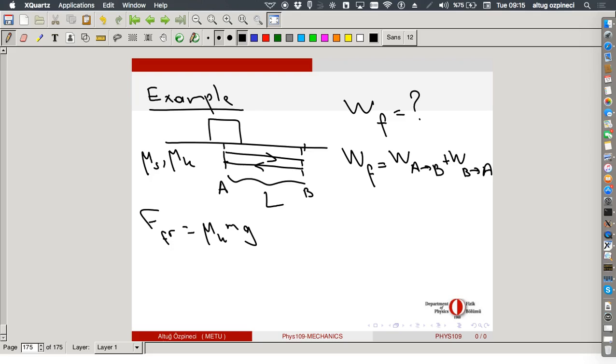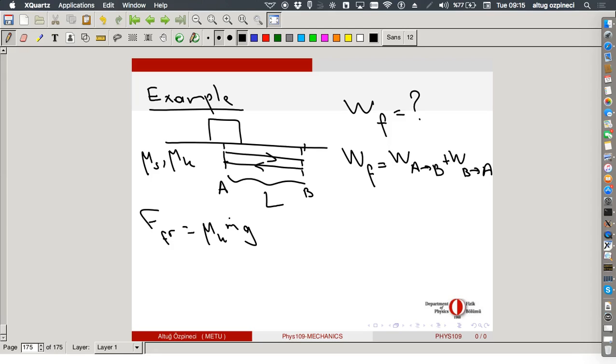In each one of these segments, the friction force is constant, because as I'm moving from here to here, the friction force is towards the left. Its direction is constant, its magnitude is constant. So as I go from A to B, the friction force is constant. If I go from B to A, the friction force is again constant. But the value of the friction force from A to B is different than the value of the friction force from B to A. So let's see.